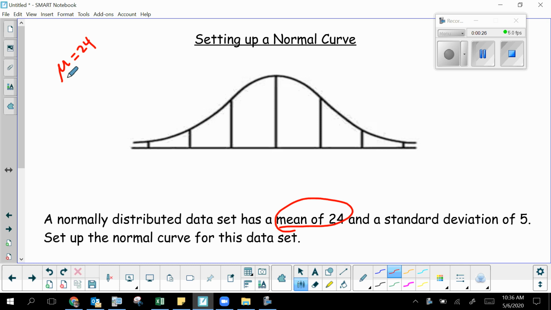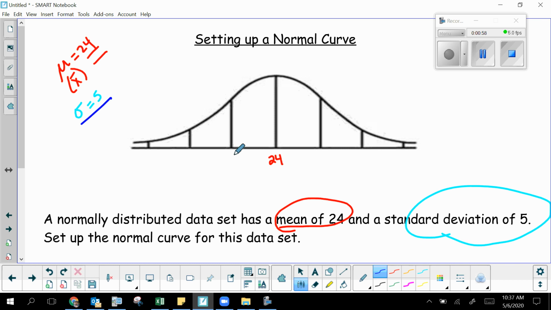Remember that some forms are going to use x bar instead of mu to represent your mean. And our standard deviation of 5 is represented by sigma, so sigma is equal to 5. Now when we go to set up our graph, we are going to take that mean value of 24, and that goes directly in the middle. To get our other values, we're simply going to take the standard deviation of 5 and add it and subtract it as we go section to section.